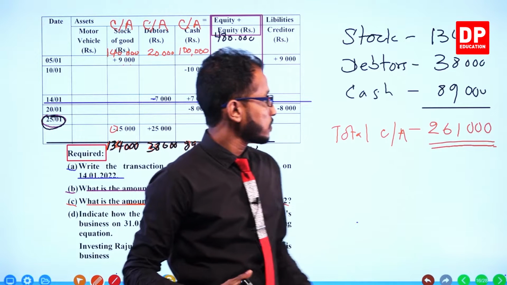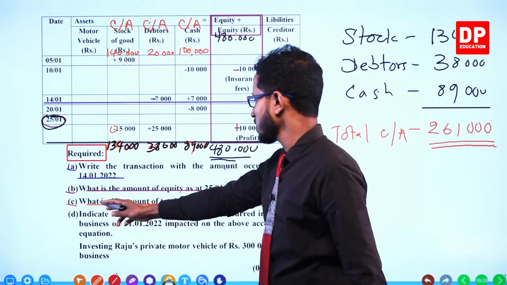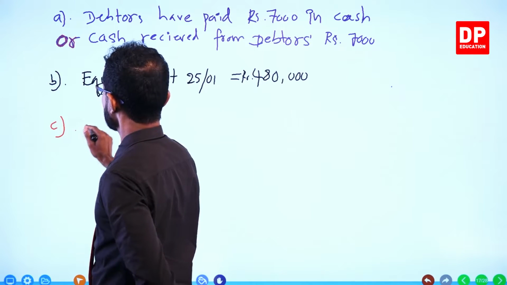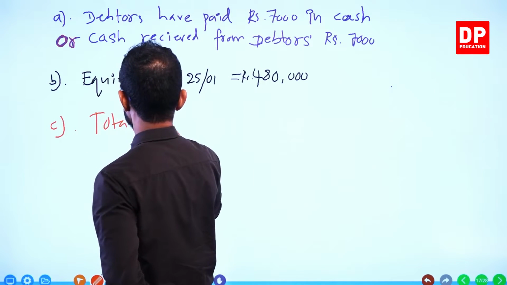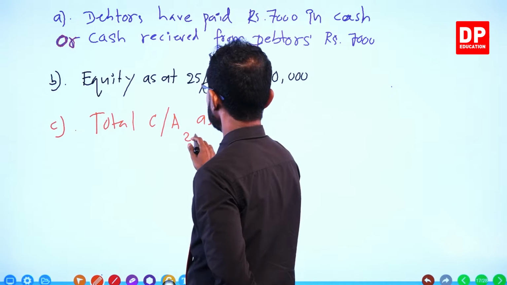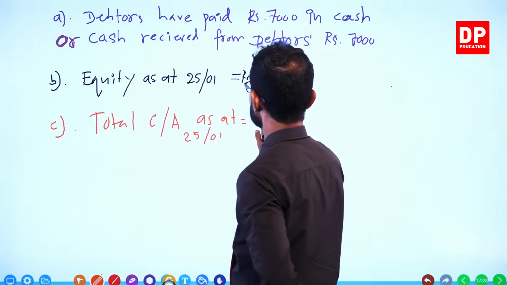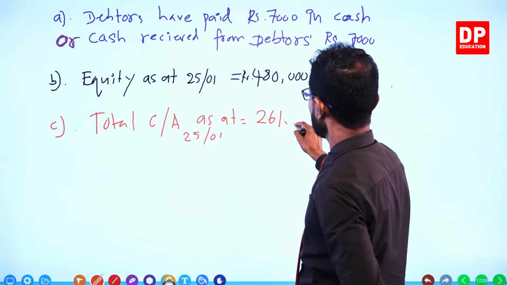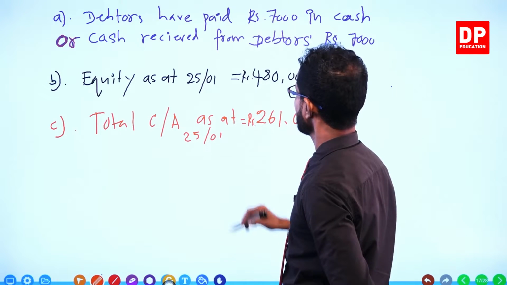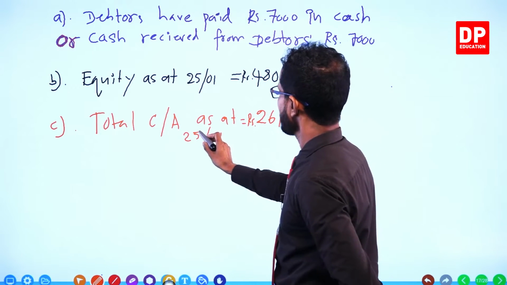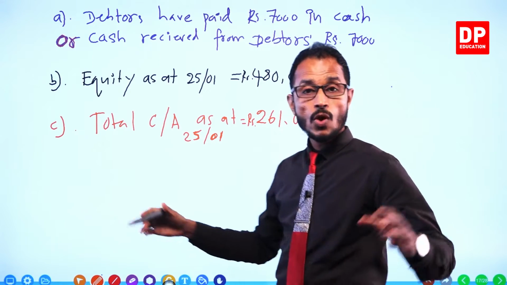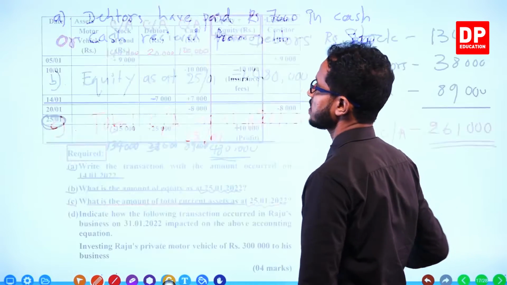Okay. Write on the other side what is the total amount of current assets. Total current assets as at 25th is 261,000 rupees. Voila. Done.